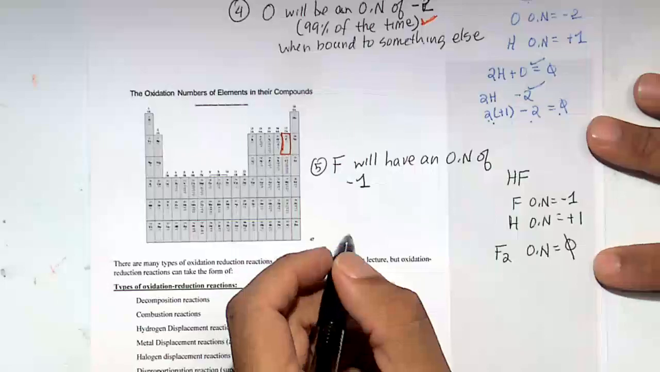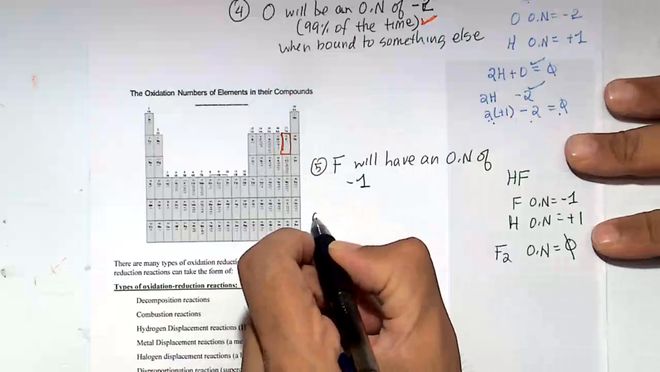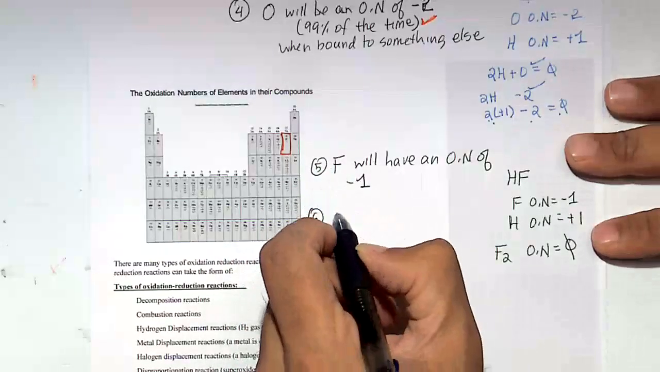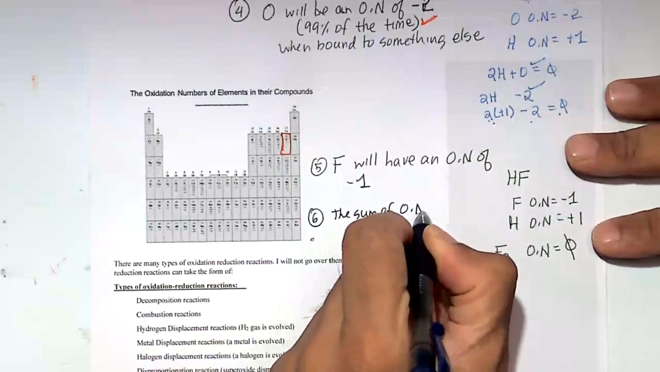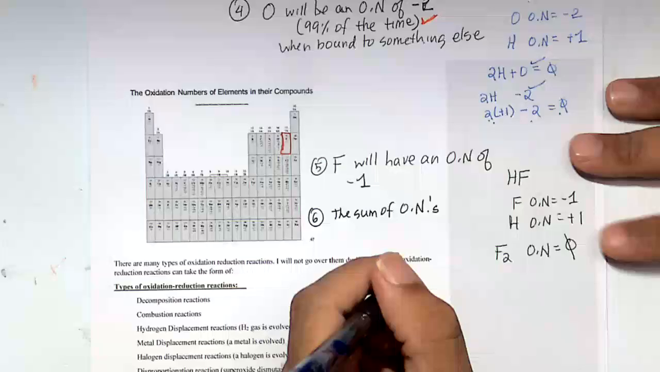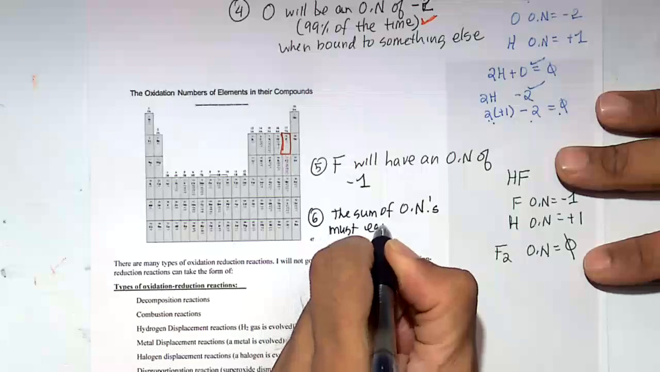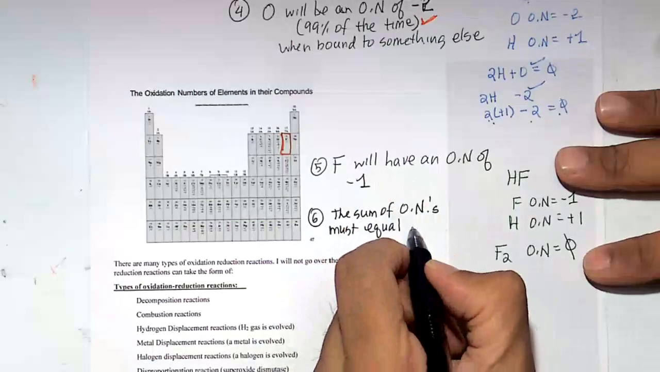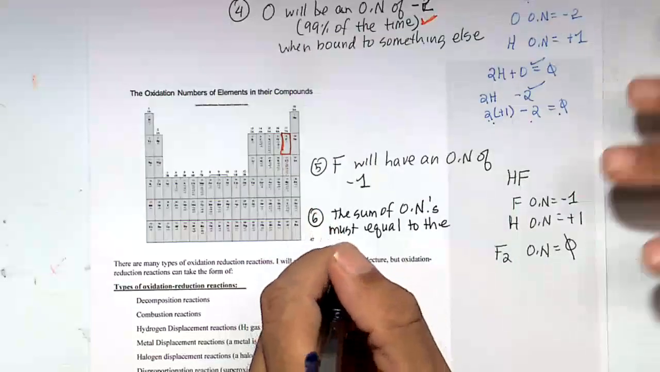All right, the last one, rule 6, is that the sum of the oxidation numbers must equal the overall sum of the ion or molecule.